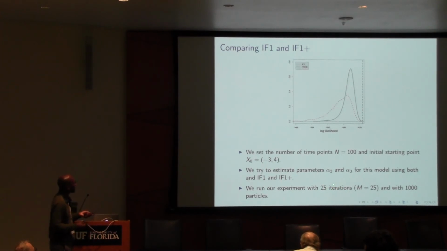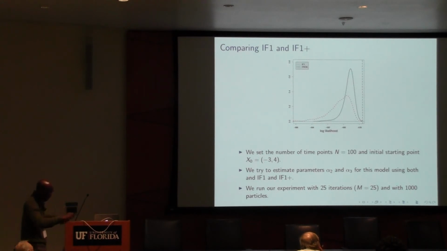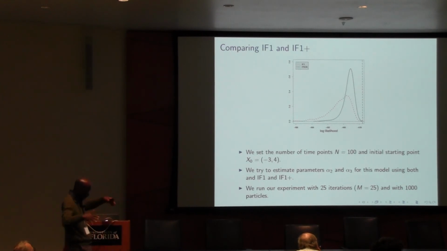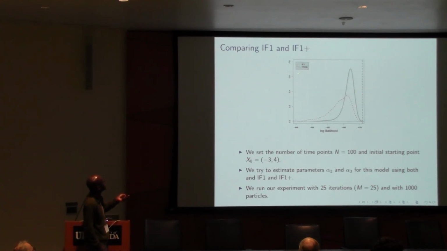25 iterations using 1,000 particles to do the sequential Monte Carlo. After 25 iterations, we look at the solution that we get, and we repeat that 200 times. We use those 200 likelihood values to look at the histogram or the density of what you get after 25 iterations, comparing the proximal version with the original iterated filtering. And we see that it's a lot more robust than the iterated filtering one.